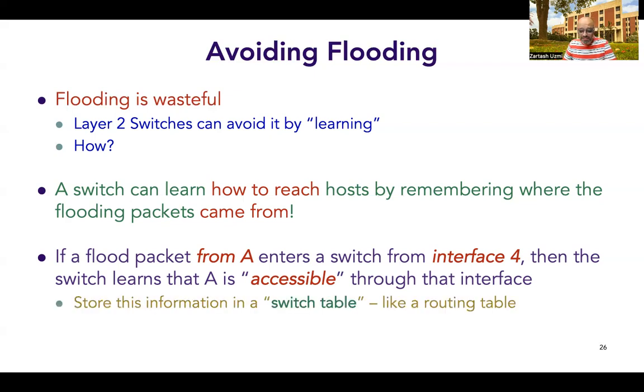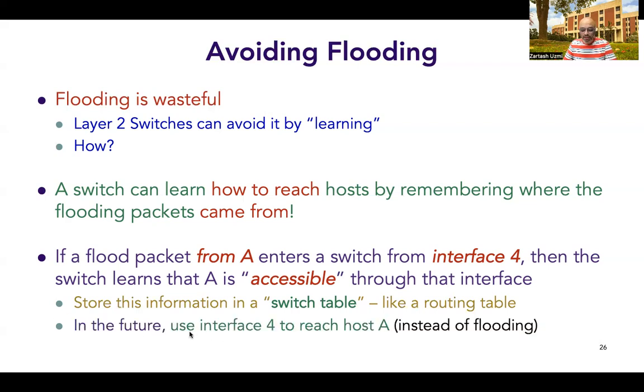Okay, so you will store this information in a table which we call a switch table. It's much like a routing table, but it's called a switch table. It's only for layer 2 switches. So in the future, when the switch receives a packet which is destined for A, it will only send it to interface number 4 instead of flooding.